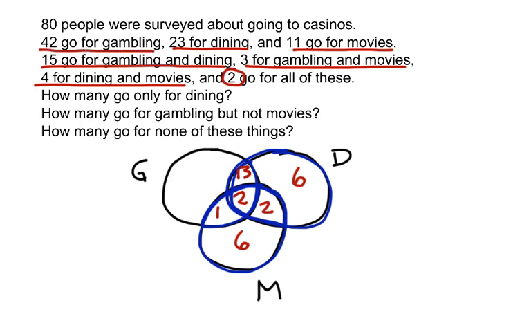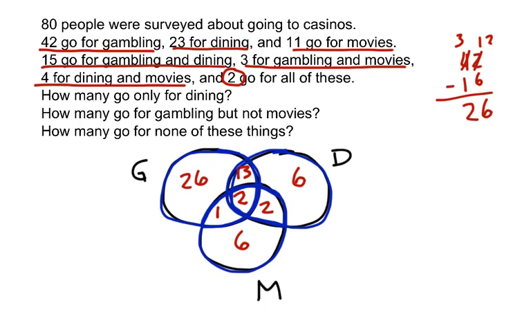42 people go for gambling. So inside my gambling circle, I need a total of 42 people. So far I have 13, 14, 15, 16. So let's see, I have 16. I need a total of 42. Maybe I'll go over here and make sure I'm doing everything correctly. That's a 3. That becomes 12. 12 minus 6. 3 minus 1. Okay, so I need 26 more in my gambling circle, and that's where they go. And one more, don't forget about region 8 out there.